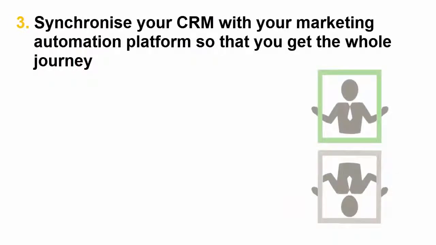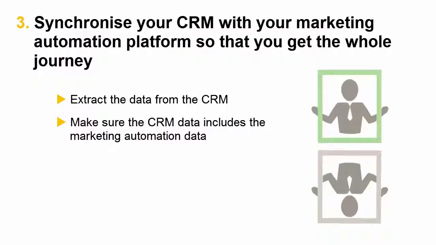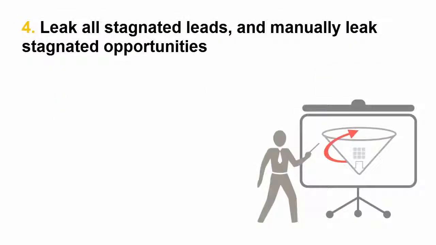Step 3, synchronise your CRM and your marketing automation platform so that you get the whole journey. You're going to extract the data from the CRM, but you want the CRM's data to include the marketing automation data. Step 4, leak all stagnated leads and manually leak stagnated opportunities.